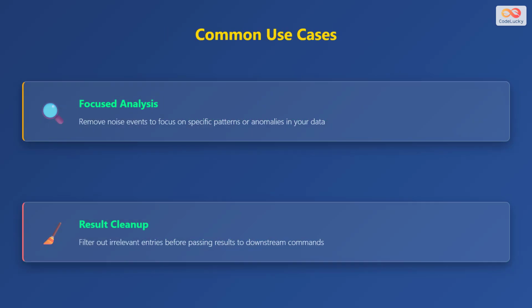The delete command has two primary use cases in Splunk analysis. First, it enables focused analysis by removing noise events, allowing you to concentrate on specific patterns or anomalies in your data. When you have a large dataset with many irrelevant entries, delete helps you zoom in on what matters most. Second, it's excellent for result cleanup, filtering out irrelevant entries before passing your results to downstream commands in your search pipeline. This makes your subsequent analysis more efficient and meaningful.